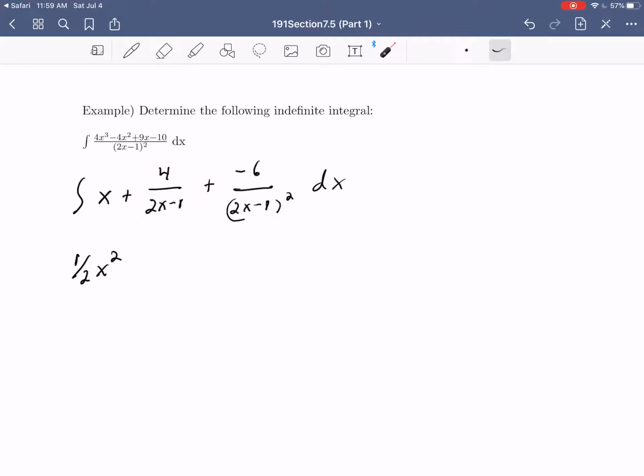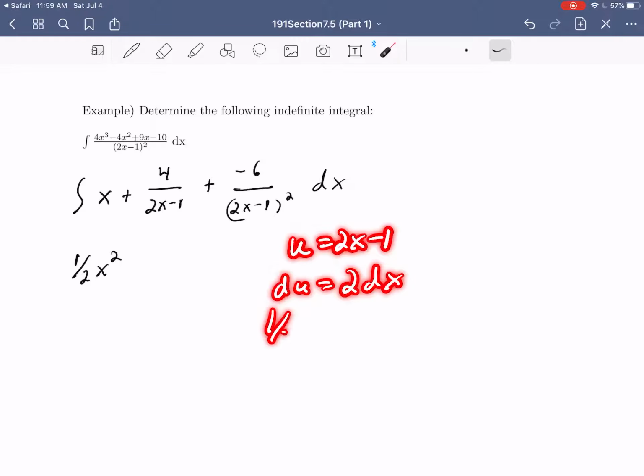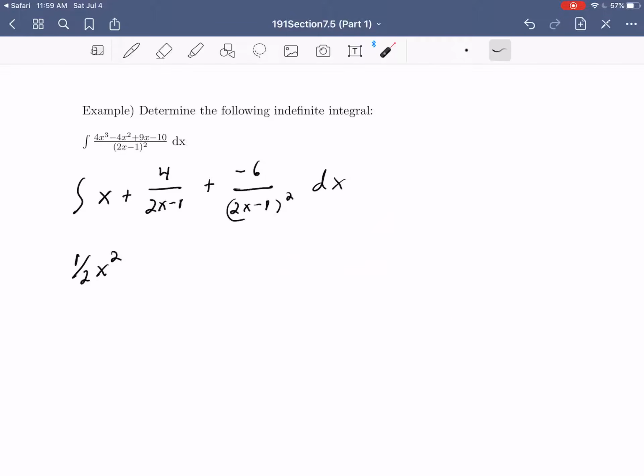This piece here technically should be a u sub. It would be u equals 2x minus 1. du is going to be 2dx. So that means we're going to get an extra factor of 1/2 when we actually do the substitution. So you should be able to do that in your head because this is a linear substitution and the derivative is 2. So since we're doing the antiderivative, we get a factor of 1/2. So this is going to be plus 2 ln absolute value of 2x minus 1.